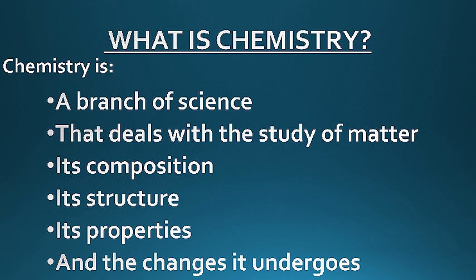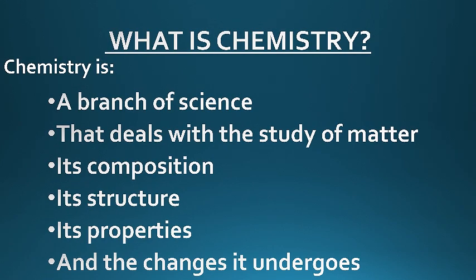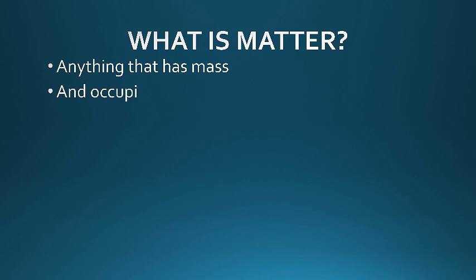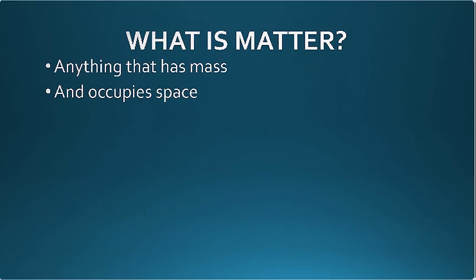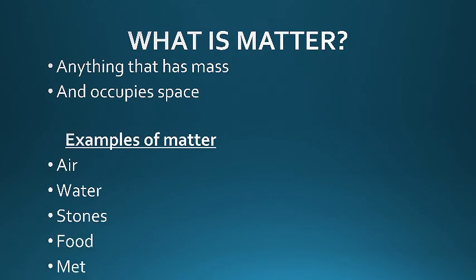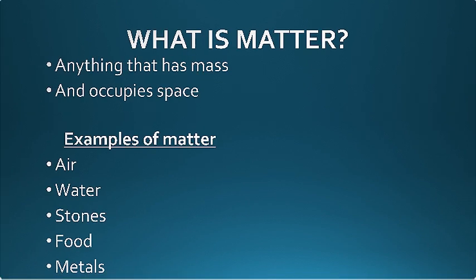To understand chemistry better, we must first understand what matter is. Matter is anything that has mass and occupies space. This means that if something can be weighed and it takes up space, then it is matter. Examples of matter include air, water, stones, food, metal, and even our own bodies. Since chemistry studies matter, it means chemistry is concerned with almost everything around us.